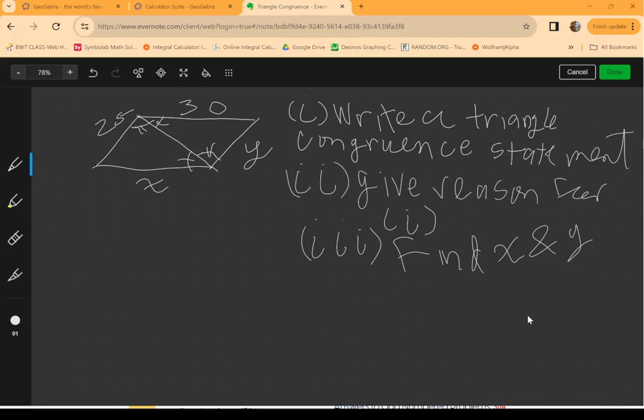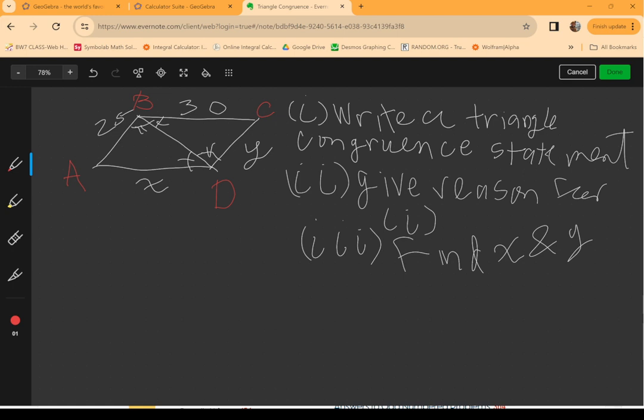Okay, so for this example, we have this figure here where, as you see, it looks like some kind of parallelogram, or really we have two triangles as much as we can say here. So let's just label them for the sake of being able to refer to the different parts of each triangle. So we have A, B, C, and D. All right. And it says write a triangle congruent statement, right?